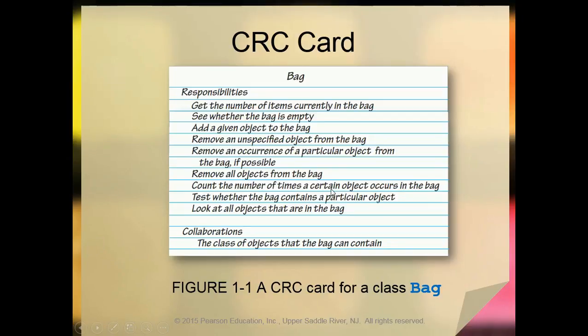Since we can duplicate objects in the bag, how many duplicates of a given object are in the bag? Test whether the bag contains a particular object. And of course, look at all the objects that are in the bag. In other words, we can list all the objects in the bag. So these are the responsibilities. And the collaborations are the class of objects that the bag can contain. All right, so those are the collaborations.